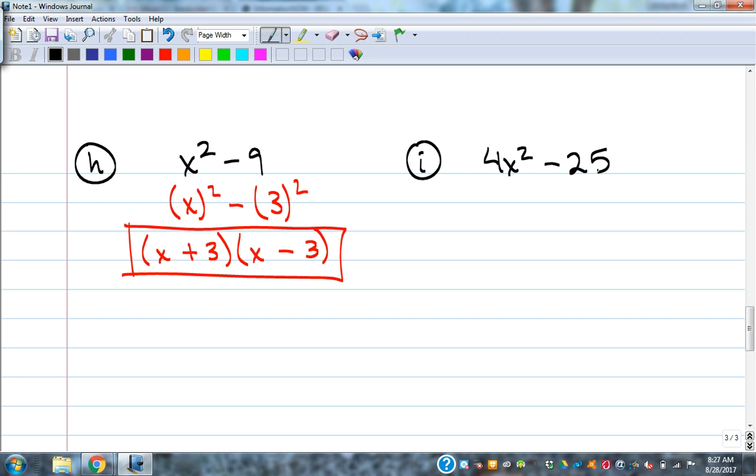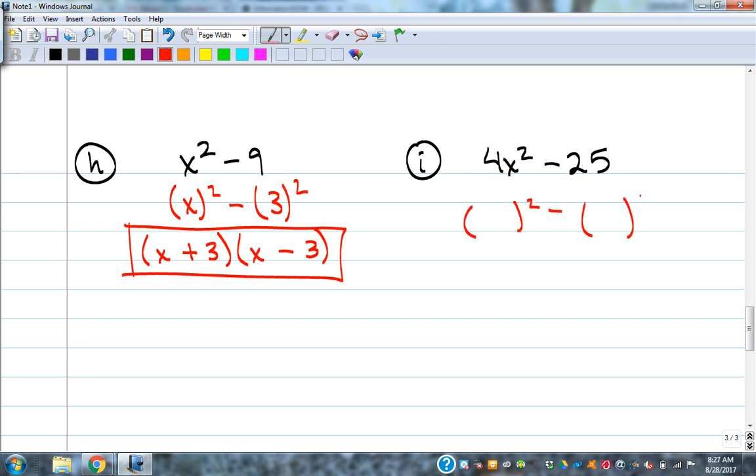Four x squared minus 25. Okay. Well, is there a GCF? No. How many terms? Two with a minus sign in the middle. So we've got to think, what do I know about the numbers 4 and 25? They're square numbers. So I'm thinking this is probably a difference of squares.